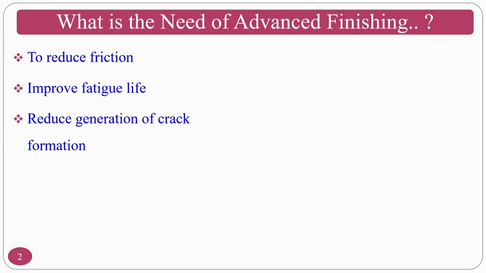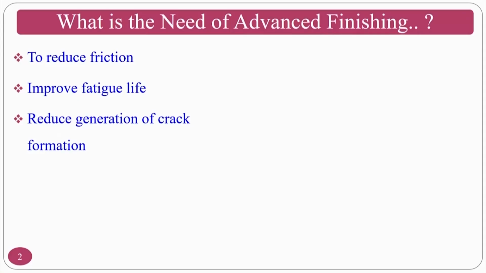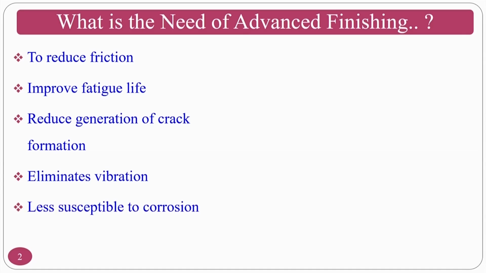Reduce the generation of crack formation. If the surface roughness is low, it can reduce the generation of cracks. If you are using it under some practical conditions, the surface roughness will start initiating some cracks. So if you go for nano finishing, this possibility will go down. It also eliminates vibration. If there is a too rough surface, there will always be chances for some vibrations in the system. It is also less susceptible to corrosion.